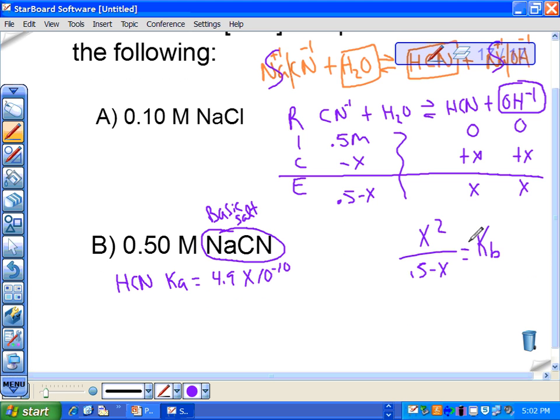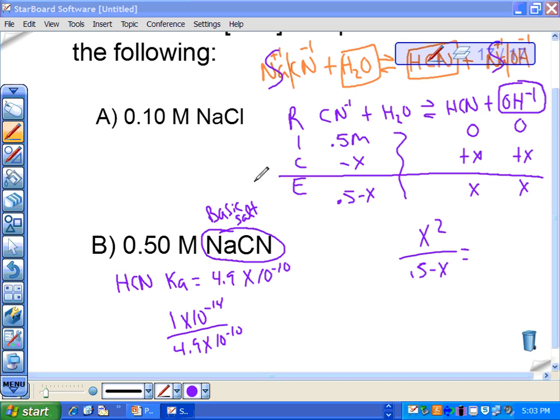I don't want to use Ka. I'll get the wrong answer if I use Ka. I need to use Kb because this is a basic salt, not an acidic salt. The Ka is for this thing, but I'm looking for its conjugate. So how do you go from one to the other? Well, you take 1 times 10 to the negative 14, and you divide it by 4.9 times 10 to the negative 10th. We're going to divide those out. You get 2.0 times 10 to the negative 5th here.